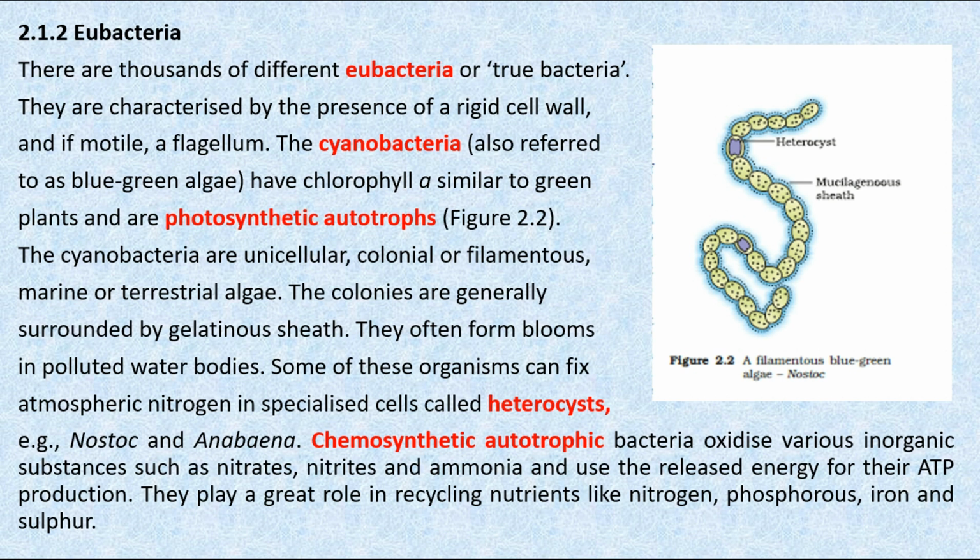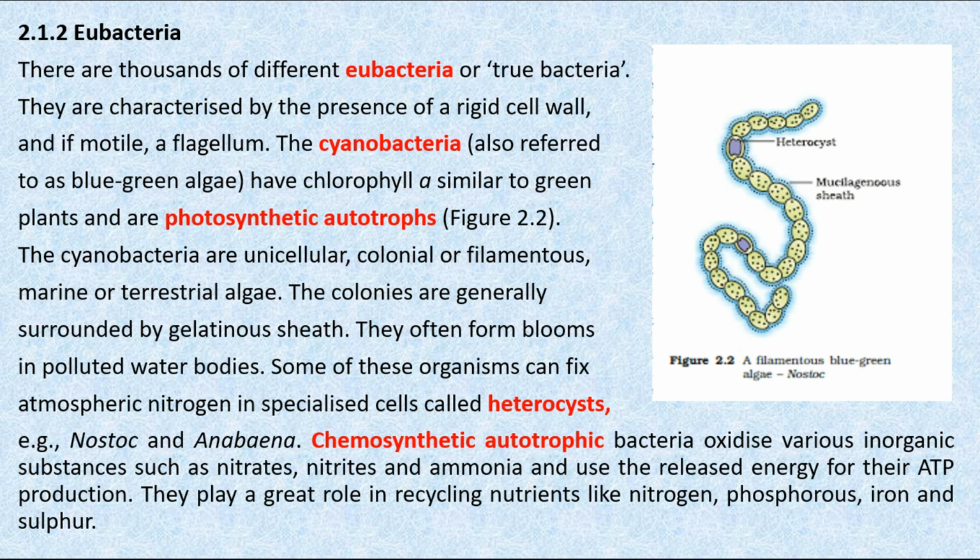Cyanobacteria, also referred to as blue-green algae, have chlorophyll similar to green plants and are photosynthetic autotrophs. They are unicellular, colonial or filamentous, marine or terrestrial algae. The colonies are generally surrounded by a gelatinous sheath. They often form blooms in polluted water bodies. Some of these organisms can fix atmospheric nitrogen in specialized cells called heterocysts, e.g., Nostoc and Anabaena.